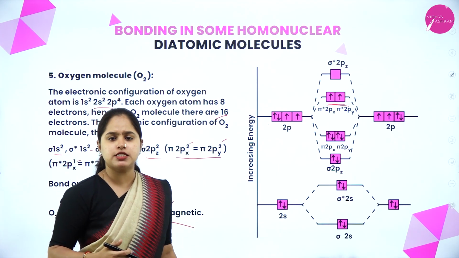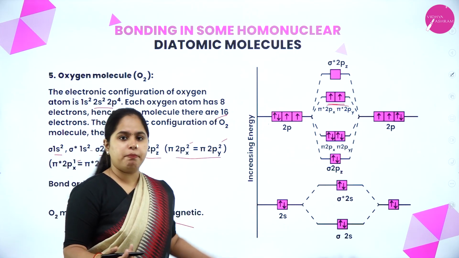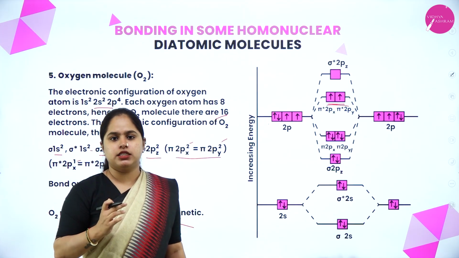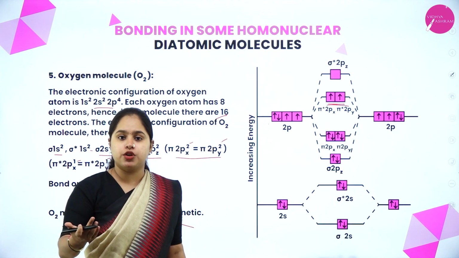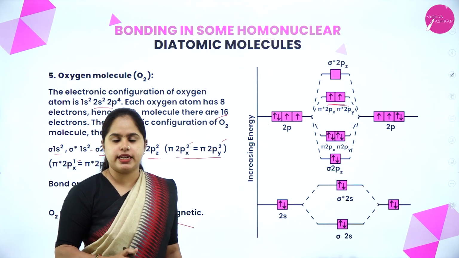Because the electrons in sigma star 2py are unpaired, we can see there are unpaired electrons present there. They are not paired, right? So wherever there are unpaired electrons, it is a paramagnetic molecule. So the oxygen molecule is a paramagnetic molecule. I hope it is clear, right?